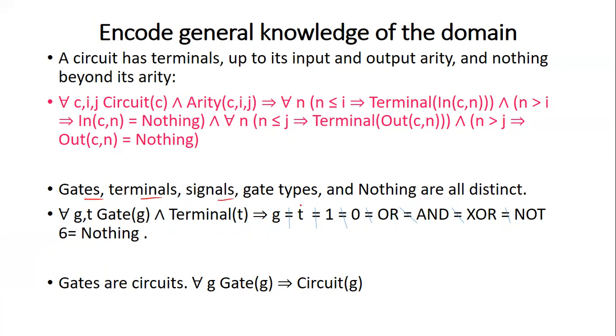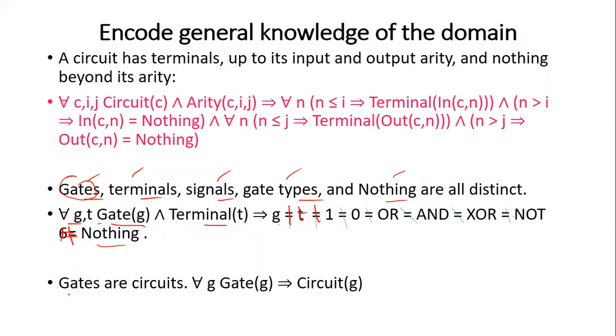Gates, terminals, signals, gate types, and nothing are all distinct. So somehow we should tell the knowledge base that these things are different from each other. So for all G comma T, gate of G and terminal of T implies G represents gate, G is not equal to T represents terminal, which is not equal to 1, which is not equal to 0, which is not equal to OR, which is not equal to AND, which is not equal to XOR, which is not equal to NOT, which is not equal to nothing. So by this, we are informing the knowledge base that all these are different things, right?